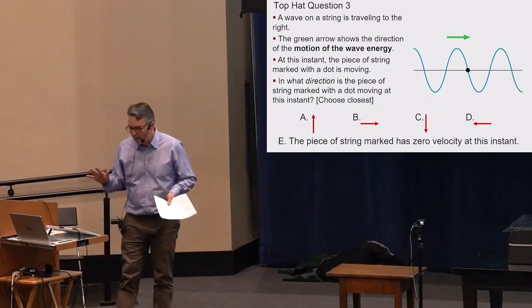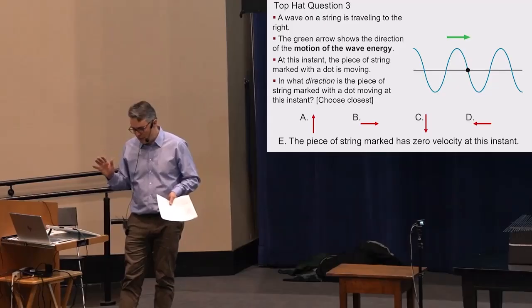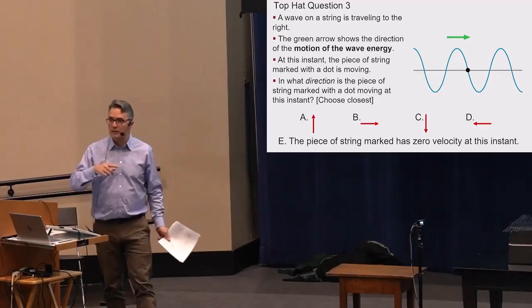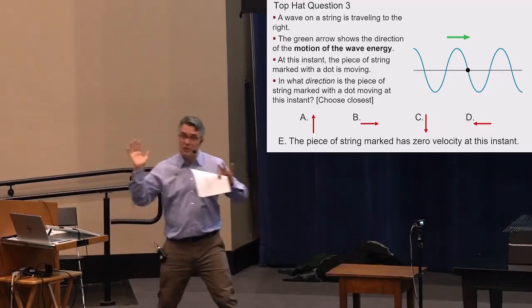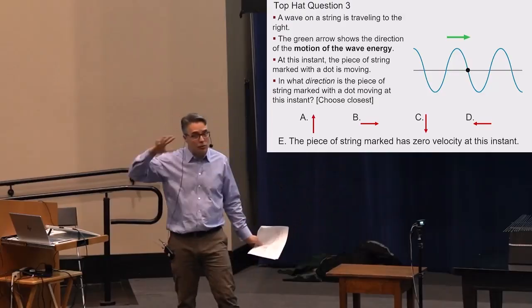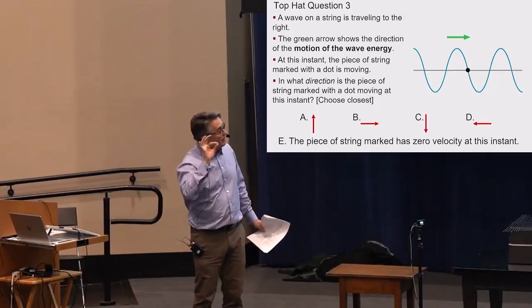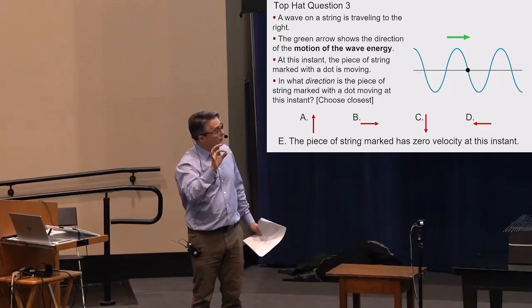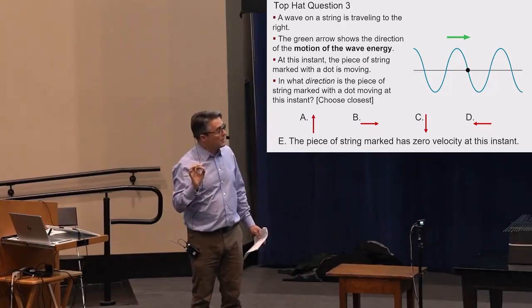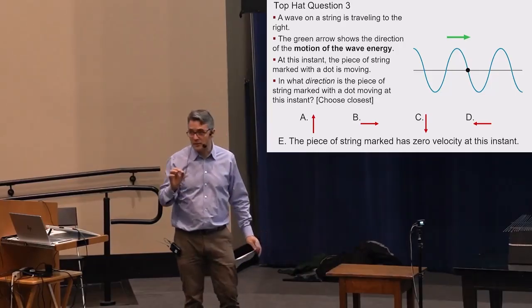Again, conceptually, if I have a wave which is traveling to the right, so that means the crests go to the right, and the troughs, the whole pattern goes from left to right. There's a piece of the string marked with a dot. In what direction is that piece of string moving at this instant?